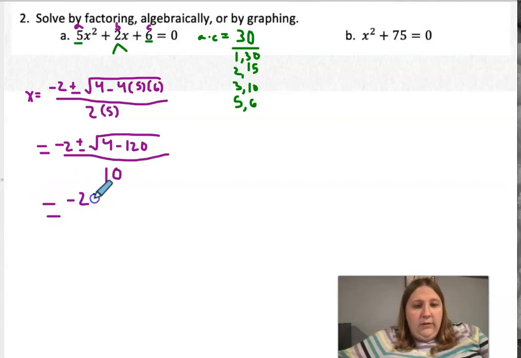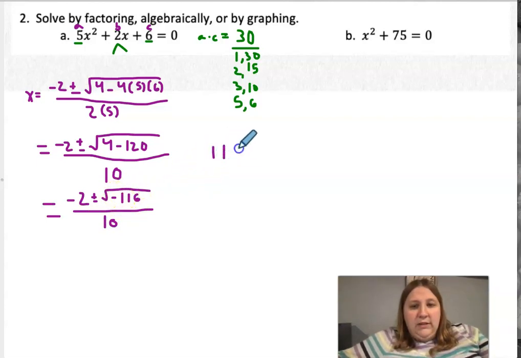So I'm going to go under that square root still, and I can simplify. 4 minus 120 is going to be negative 116. Okay, so I can tell I've got a negative under the square root. I'm going to need an i. And this is really the part that we need to simplify here. So I know there's going to be an i, but I want to see what I can do with 116. Does that break down at all?